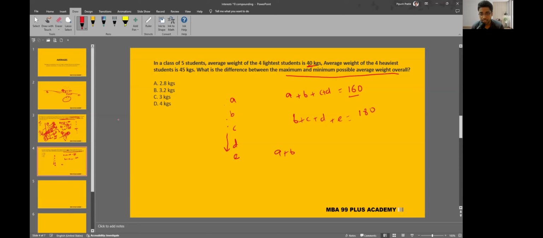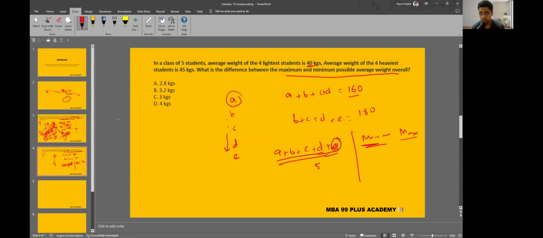So average weight will be A plus B plus C plus D plus E divided by 5. Now, what could be the minimum value? I'm talking minimum first and then I will talk maximum. So again, the same concept we'll use. A plus B plus C plus D plus E, that divided by 5. We want to calculate the minimum value. For the minimum value, since this is in increasing order, I want E to be minimum.